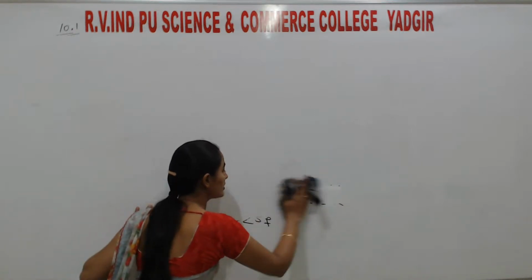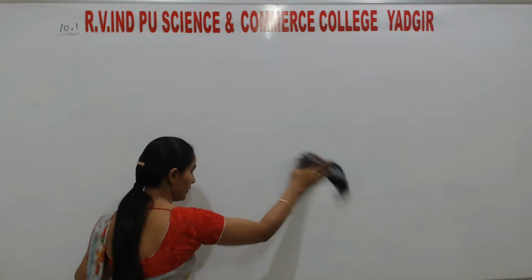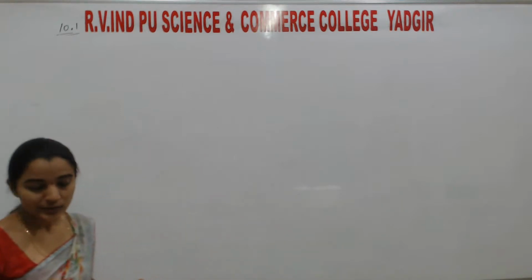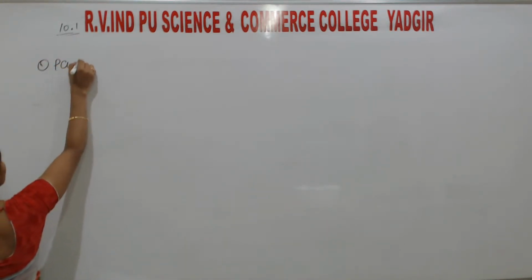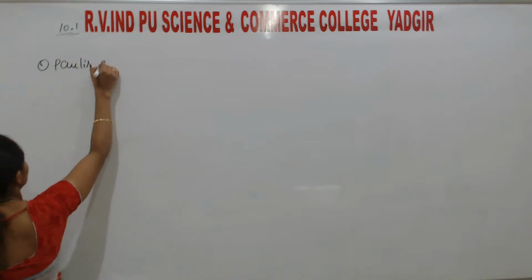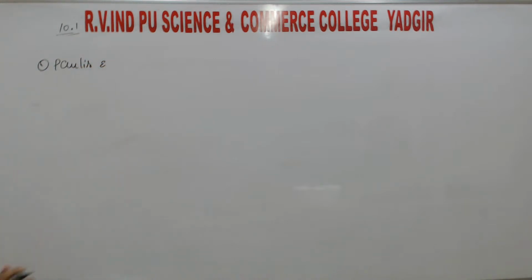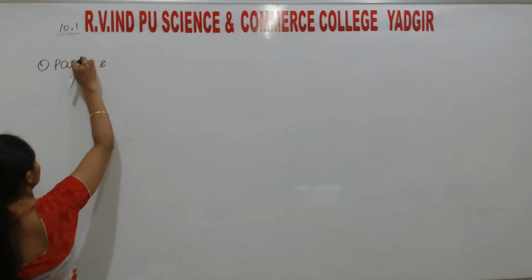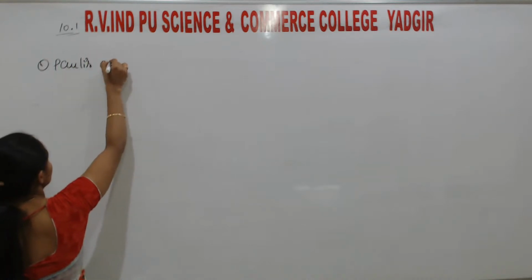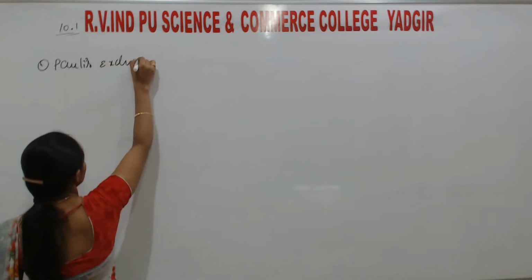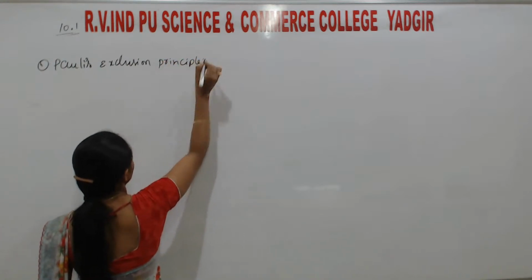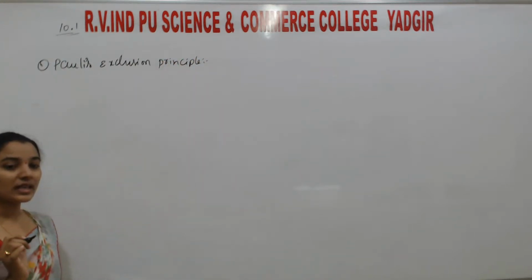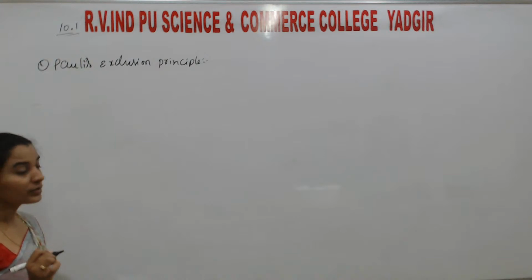There are four rules to fill the electrons in the different orbitals. Among those, the first one is Pauli's exclusion principle. Okay? What is the statement of this Pauli's exclusion principle?